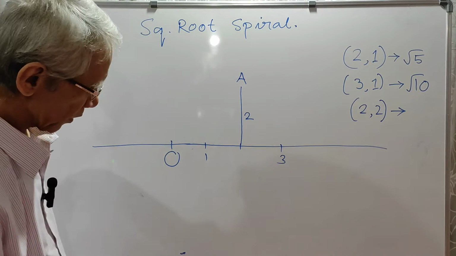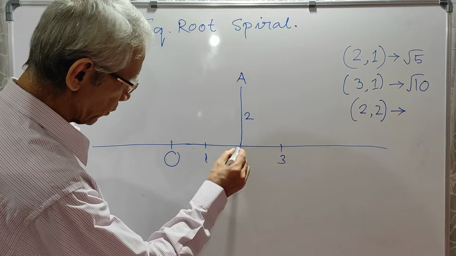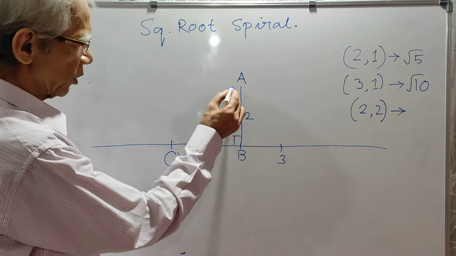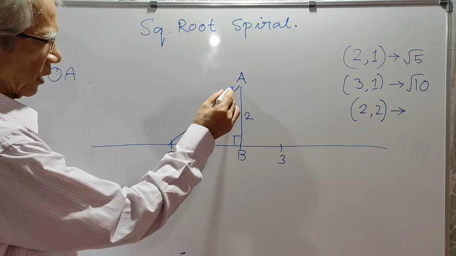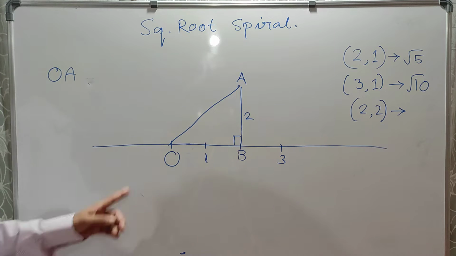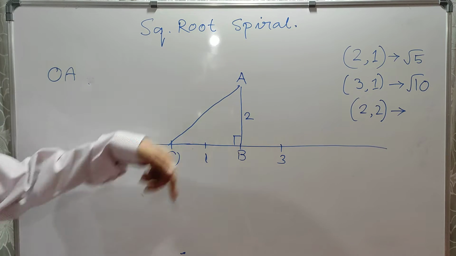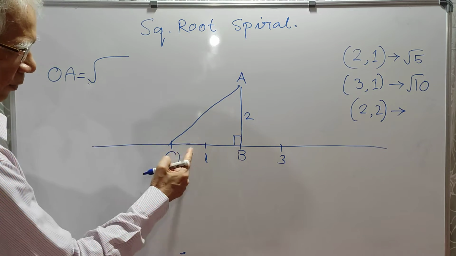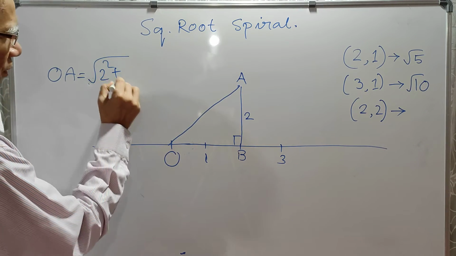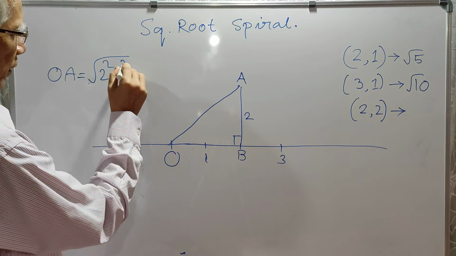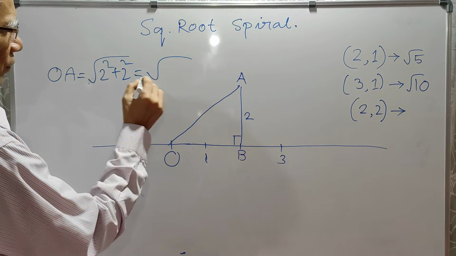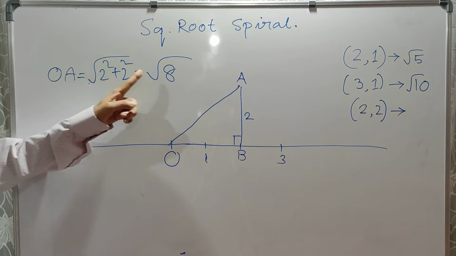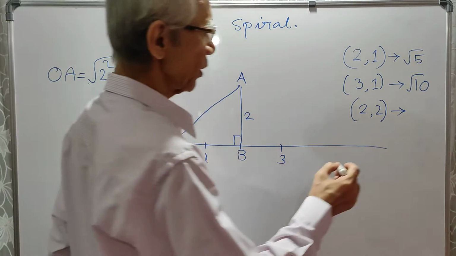So this is 1, this is 2. Now suppose we call it B. Then this is a right angle. Now we join this, so we get a right angle triangle OAB. Again, let us find out what OA is. OA is the square root of this square, 2 square, plus this square, 2 square. So 4 plus 4, 8, square root of 8. So it will give us square root of 8.